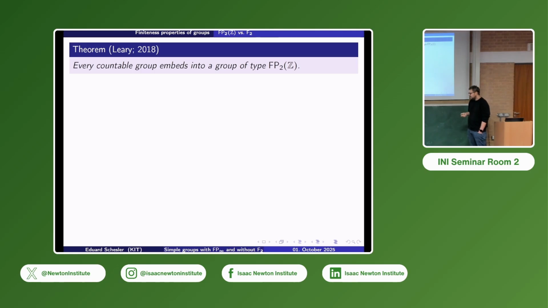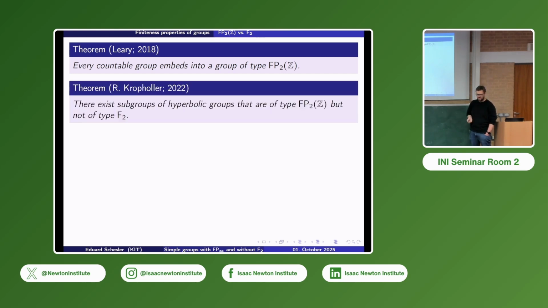Until then there are not too many results of groups with exotic homological finiteness properties. By exotic, I mean here not finitely presented, but of type FP2. There are not many examples, but somehow there are still plenty of them, since every countable group embeds into such a group. This is a result of Ian Leary.